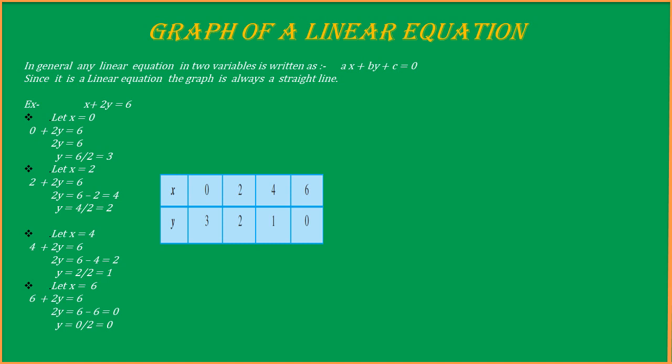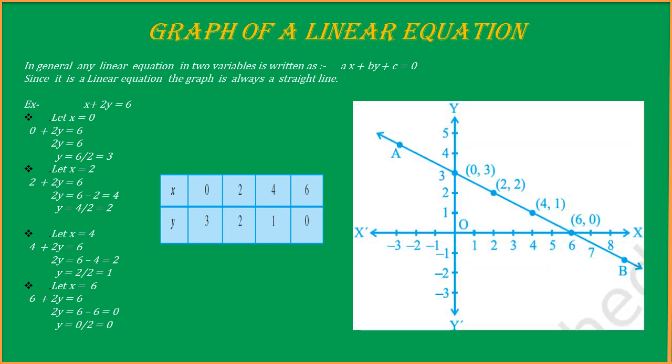On a graph paper we will draw two mutually perpendicular lines. The horizontal one will be called the x-axis and the vertical one will be called the y-axis, and then we will plot these points on that graph paper. Here we have the graph of this. You can see a straight line on which the points (0, 3), (2, 2), (4, 1) and (6, 0) are plotted. This way we can plot the graph of this linear equation in two variables.